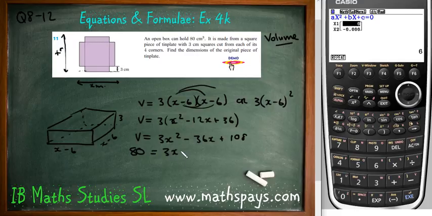Okay, so I'm going to plug that in. Again, really important to actually put that step. Don't just assume that we know what we're talking about. Take the 80 across. 0 equals 3x squared minus 36x, and that's what's going to be plus 24.